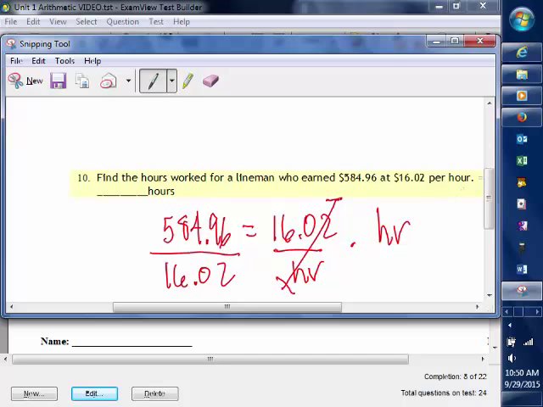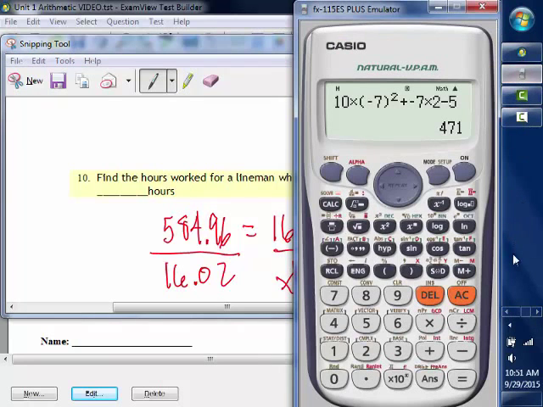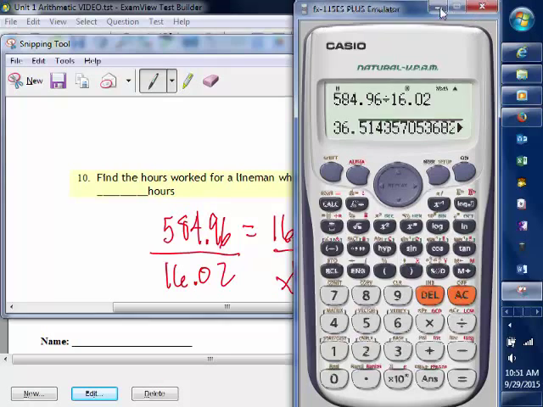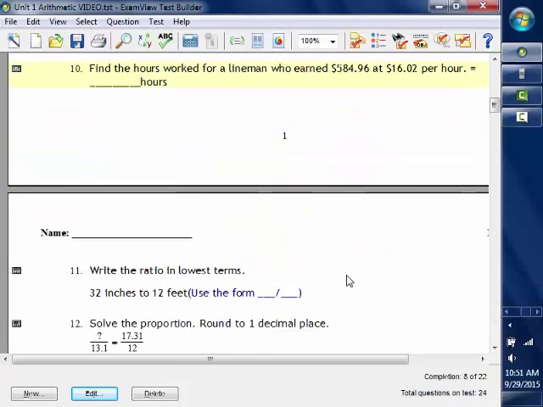And so on our calculator we would press 584.96 divided by 16.02, and we get 36.5 hours.